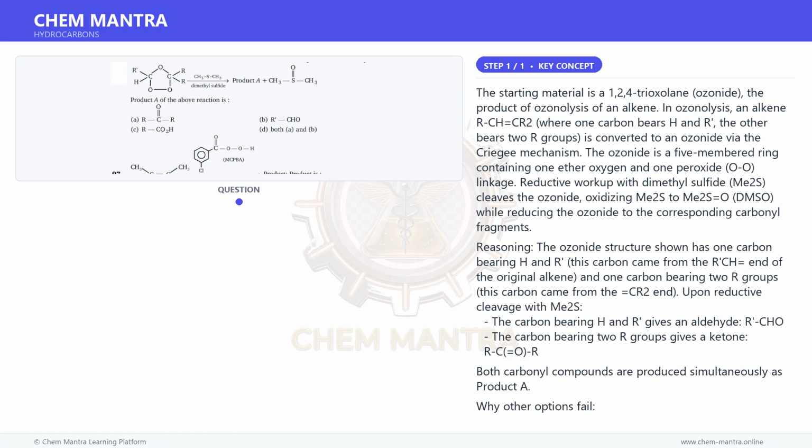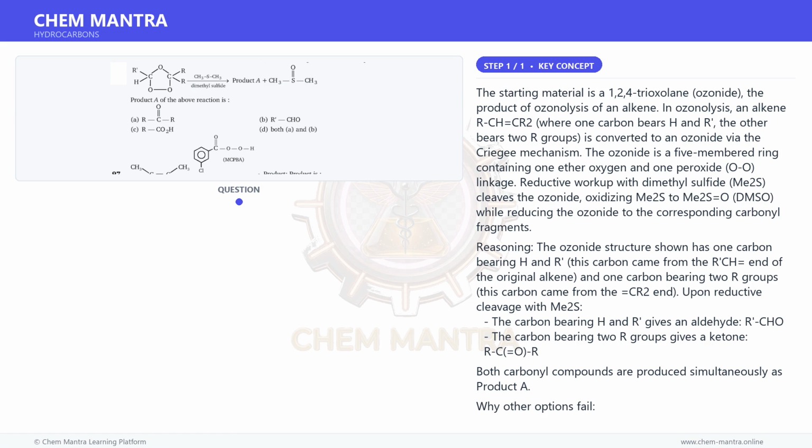Upon reductive cleavage with Me2S, the carbon bearing H and R gives an aldehyde, RCHO. The carbon bearing two R groups gives a ketone, RC(=O)R. Both carbonyl compounds are produced simultaneously as product A.